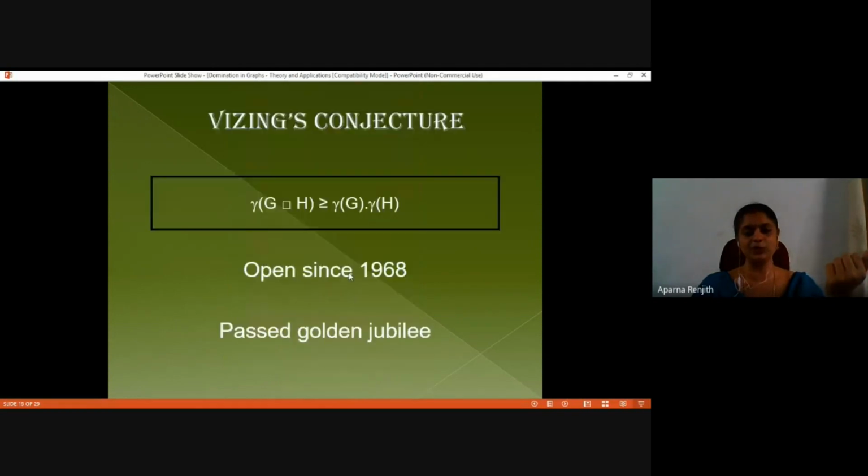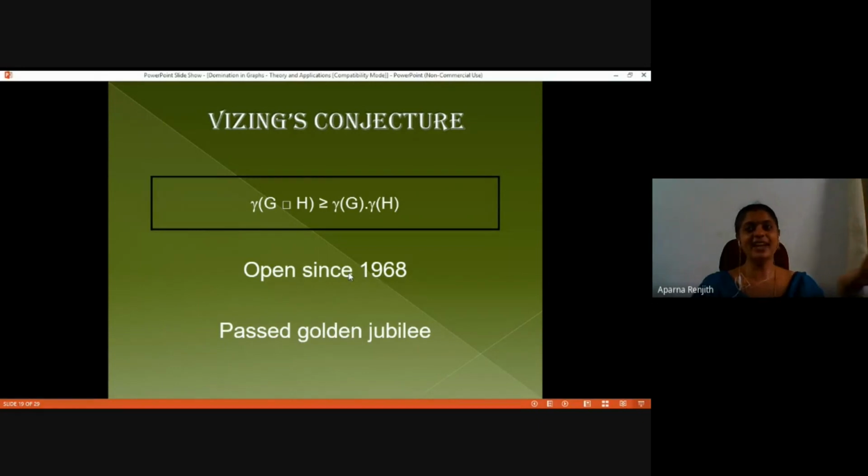So let me move on to the conjecture. The conjecture states that the domination number of the Cartesian product of two graphs G and H is always greater than or equal to the product of the domination numbers of the underlying graphs. That is, gamma of G box H is always greater than or equal to gamma of G into gamma of H. This problem was posed by Vizing in 1968, and in 2018 it passed the Golden Jubilee. Still, the conjecture is open.